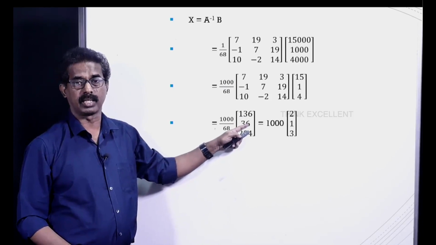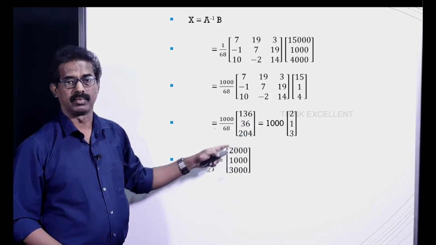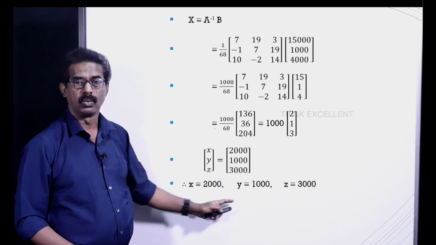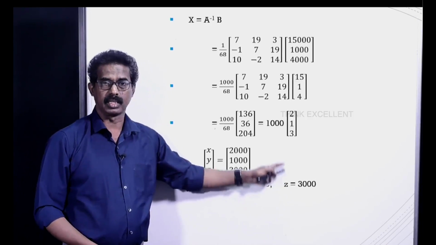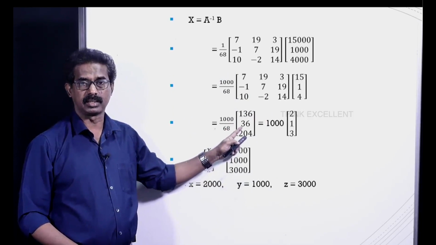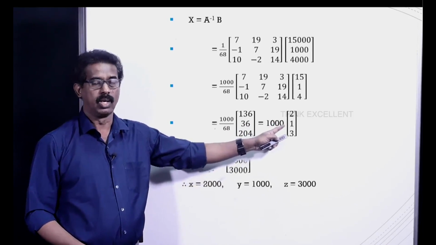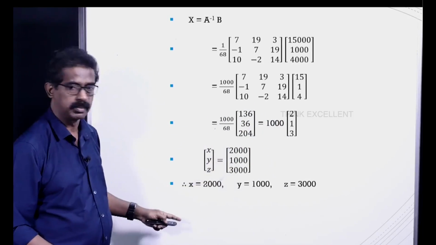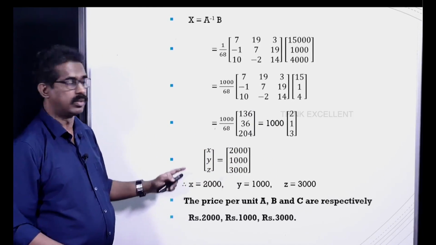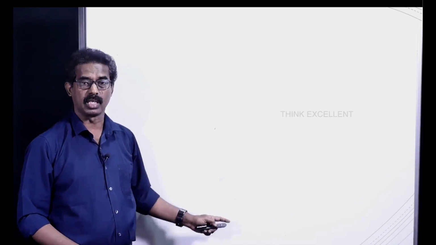You check the calculation part. Here it should be 68. You do the calculation and check it. And finally you will be getting these as your answers. X equal to 2,000, Y equal to 1,000 and Z equal to 3,000. This calculation part you check it, because here it should be 68. You check it, then only you'll get 1 as the value. Okay, and do the corrections. Finally, you write the final answer. Price per unit of each commodity that you write. The units also you write.